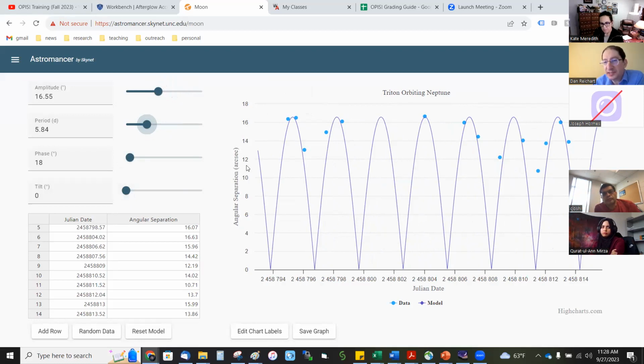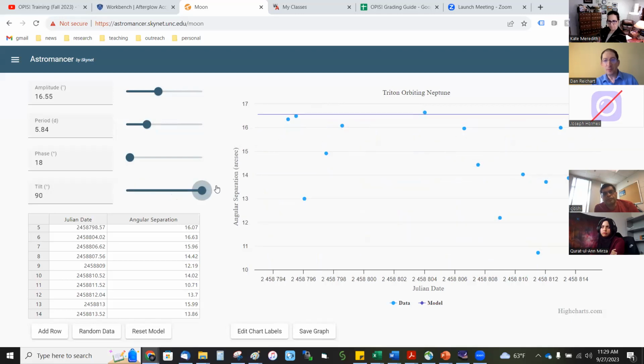If the moons are crossing in front of the planet, it'll go all the way down to 0. But Neptune is closer to face on. If it's perfectly face on and it's a circular orbit, the moon would always be the same distance away. It'd be a flat line. But there's some tilt, so sometimes it's farther, sometimes it's closer.